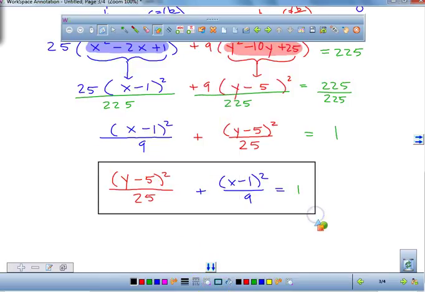So please take that equation and carefully jot it down on your paper. We're going to use that to get all of the other information. We're going to use that to find the vertices and the center and the foci. We're going to use that equation to find all those pieces of the puzzle. Okay?